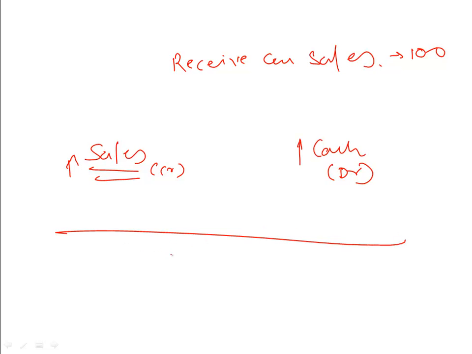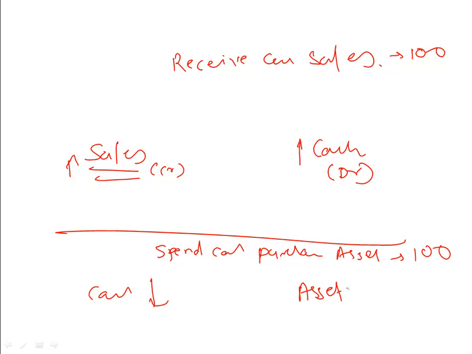Next example. Let's say that now I spend cash and purchase an asset of 100. So now my cash is going to reduce and some other asset balance is going to increase. Cash is debit or credit? Debit. Asset is what? Debit. So here a decrease in debit is compensated by an increase in debit.